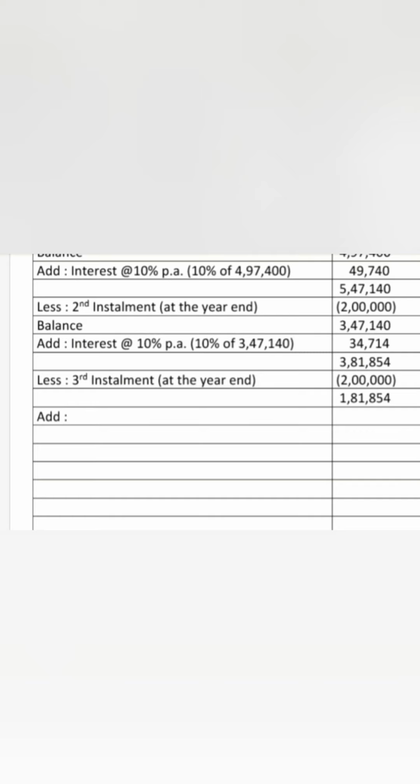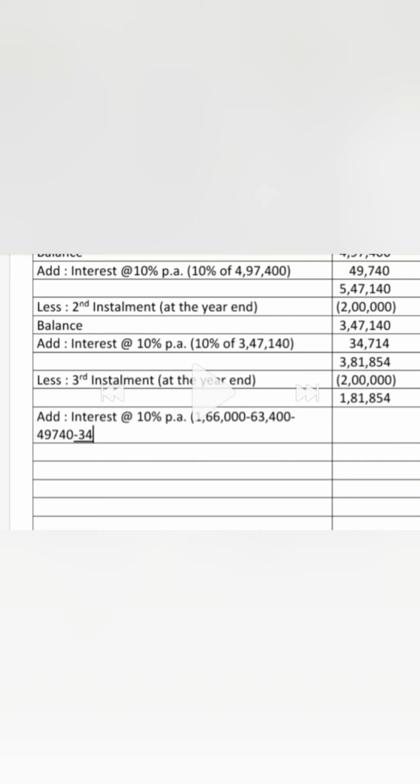So 1,81,854. Now again in the fourth year we have to add interest at the rate of 10% per annum. At the end of the fourth year, interest will be charged. Interest is always calculated on the balance amount, but students, in the last year this technique will change a bit. In the last year, interest should not be calculated as 10% of the balance amount. Instead, it should be calculated in this manner. As you can see on the screen, the total interest was rupees 1,66,000, which we have already calculated earlier.